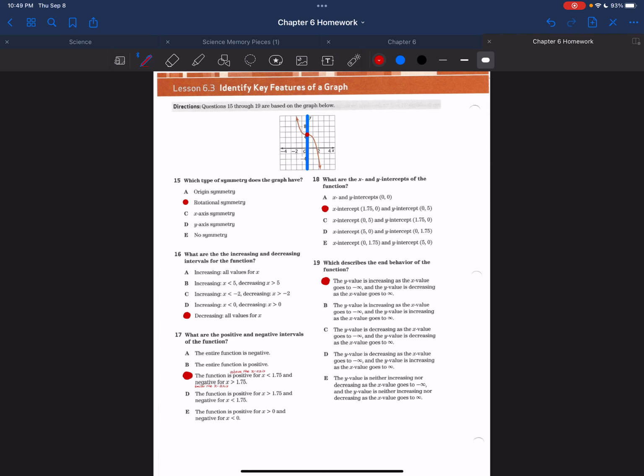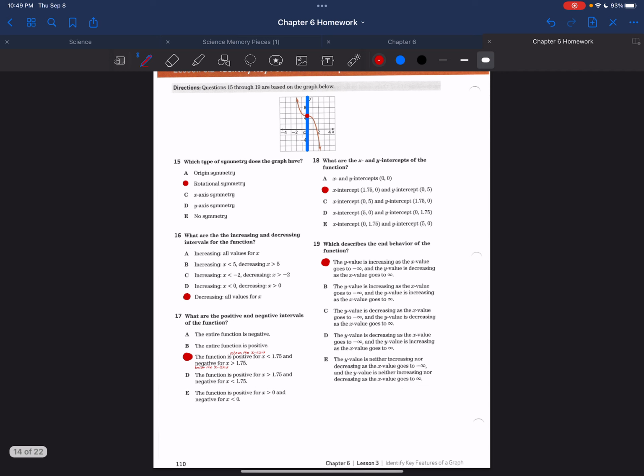So one more time on this page, 110. 15 is B as in boy. 16 is E as in elephant. 17 C as in cat. 18 B as in boy. And 19 A as in apple. We got them. Finally.